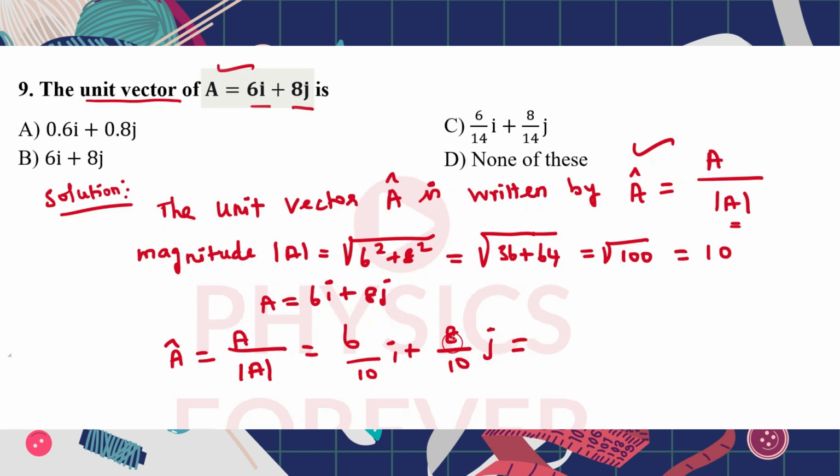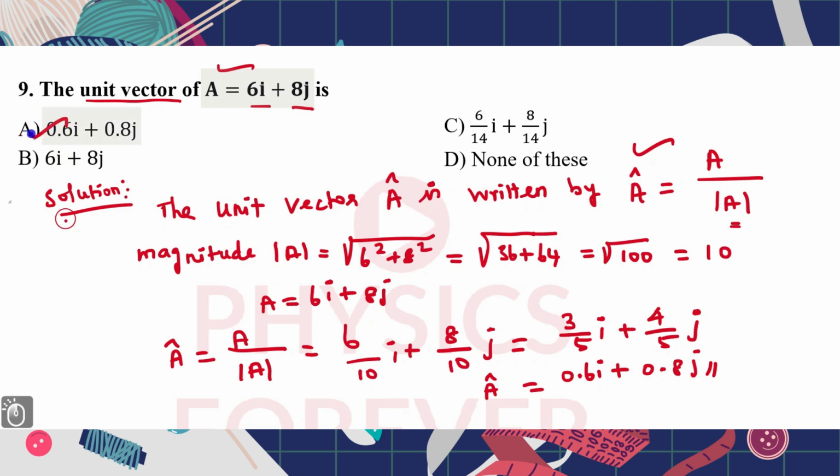So we simplify, that should be 3 by 5 i plus 4 by 5 j. Again we divide, then we get A cap equal to 0.6 i plus 0.8 j. So the correct answer will be D. So option A is correct. Okay, so mostly 90% of the problems will be asked in the same manner. With this practice we can achieve the marks.